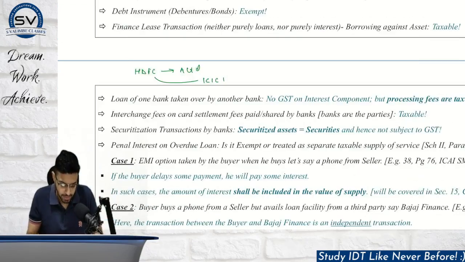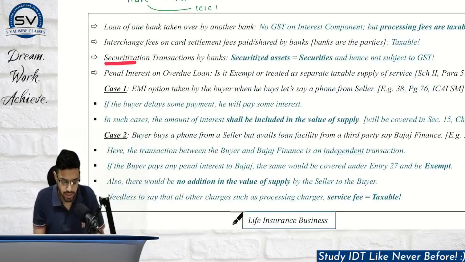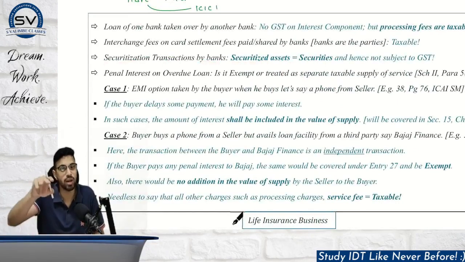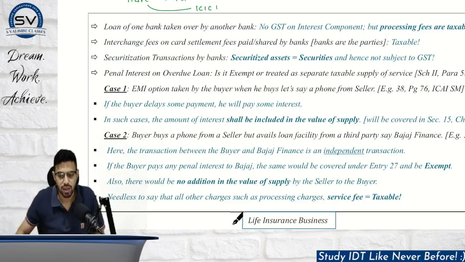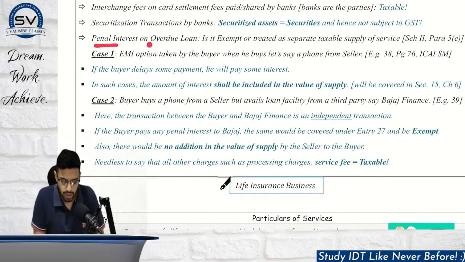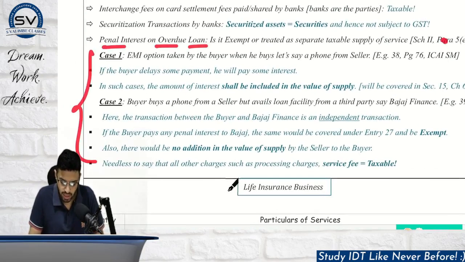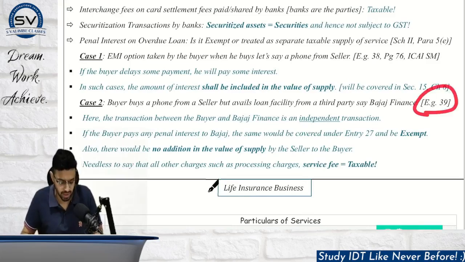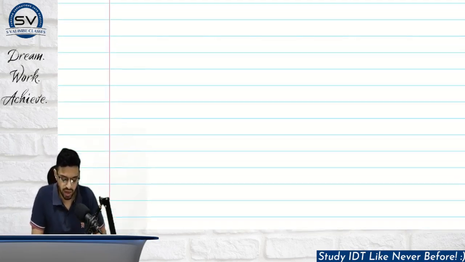So with respect to the securitization transactions which are taken by banks, the securitized assets are also securities, and securities are neither money nor services. So there is no scope of GST. Securitized assets, no GST, you just learn for exam point of view. Okay, now penal interest on overdue loan. These are two cases taken along with certain examples in your ICS study material, example number 38 and example number 39 on page number 76, that we will learn in a very different manner.